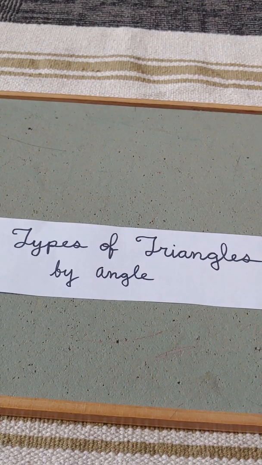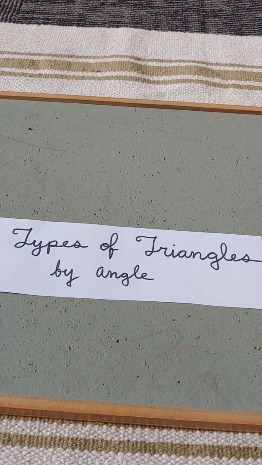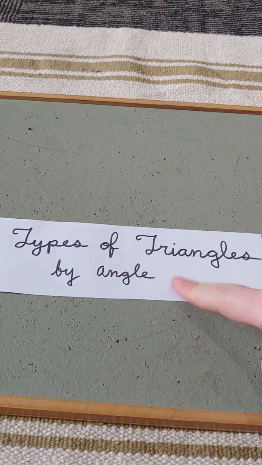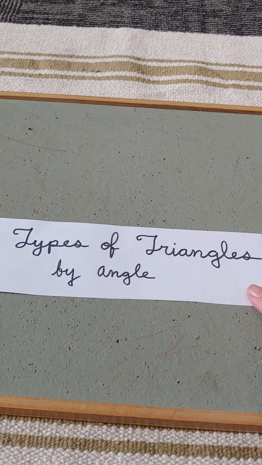Howdy folks. Today we're going to talk about how we can divide up triangles into specific types of triangles by using their angles. There are two ways to divide up types of triangles. One is by using the characteristics of their sides, and the other is by using the characteristics of their angles. We're going to work with angles today.